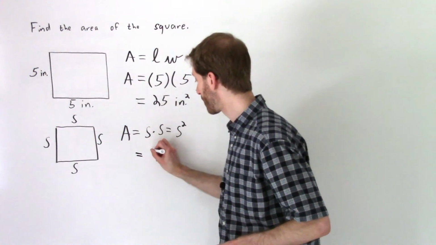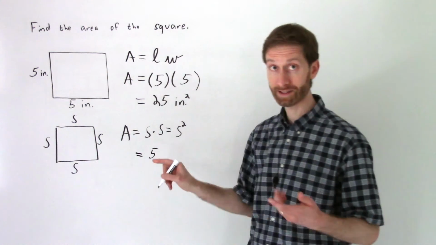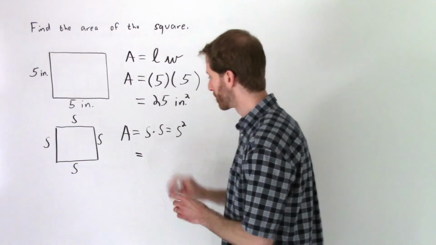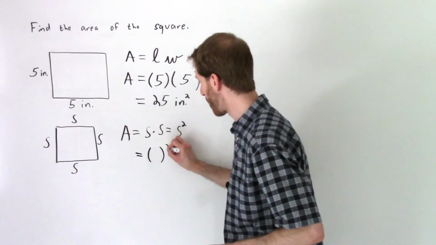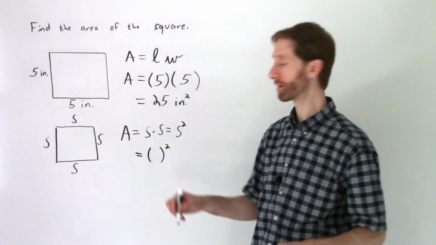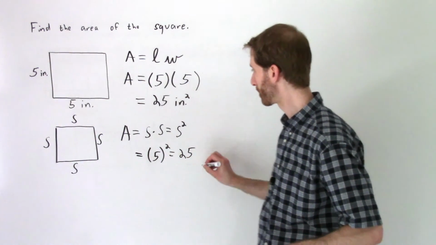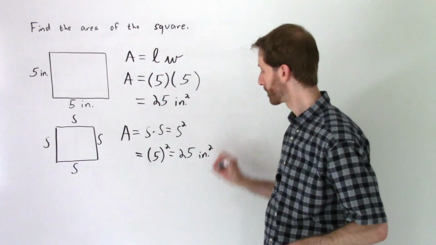If we use that with this problem here, we have the side length is 5. So we would do the area is 5, the S squared. And actually, let me show you that as a substitution in action. So we would have the parentheses squared, saying any side length can get plugged in there. That would be 5 squared, and 5 times 5 is 25 inches squared.